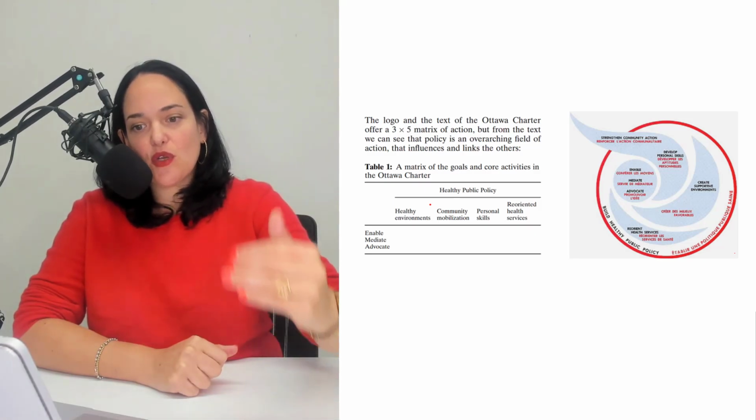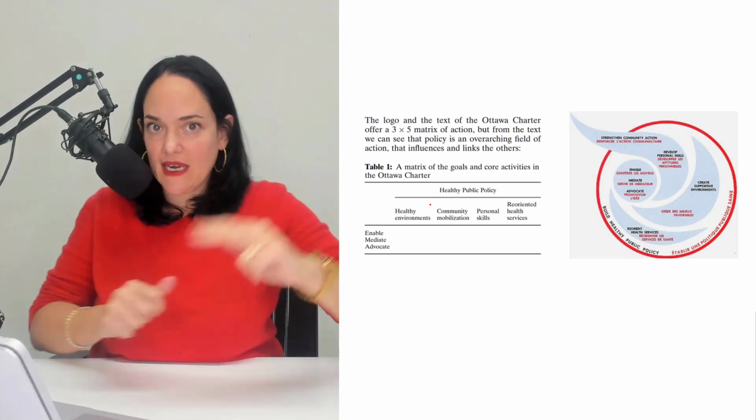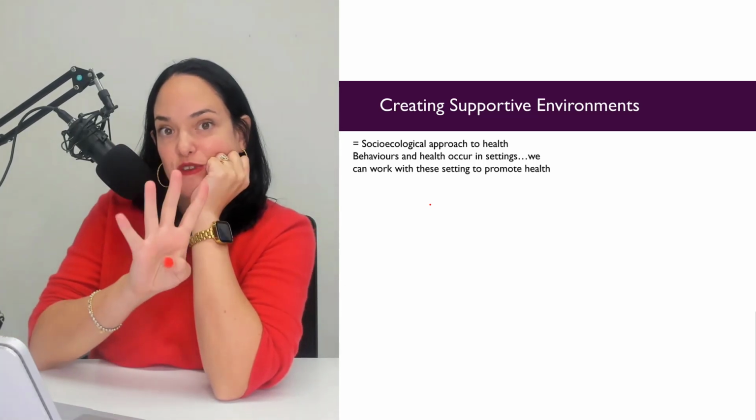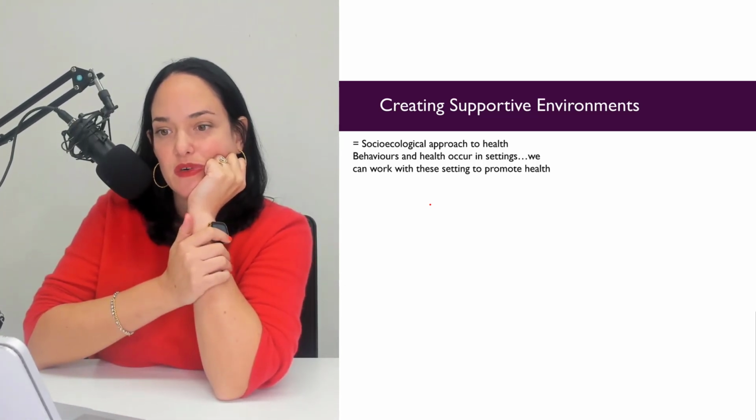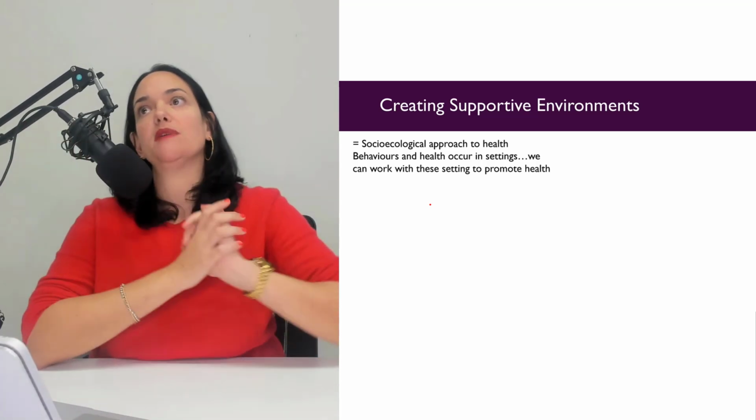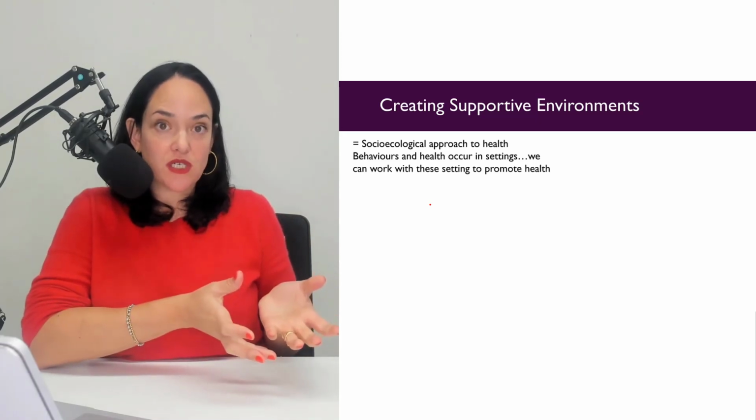And as I said earlier, what can help us do these things as well is enabling, mediating, and advocating, which I'll get back to in a bit. Okay, so I want to go over the last 4 action areas of the Ottawa Charter, one being creating supportive environments, which is a key part of what we call the socio-ecological approach to health.